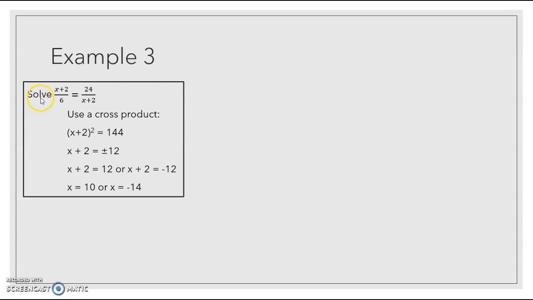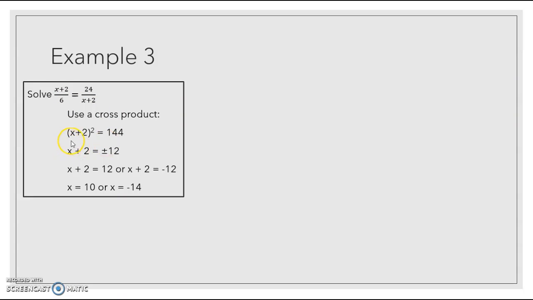Okay, in this one, they want you to solve this proportion. x plus 2 over 6 equals 24 over x plus 2. Now we're going to be using the same strategy we've been using all along, a cross product. But notice what happens. I have x plus 2 times x plus 2 is x plus 2 squared. And notice I didn't actually multiply this out. That's because it's actually much easier to solve if you don't. Okay, then it's equal to 6 times 24, which is 144.